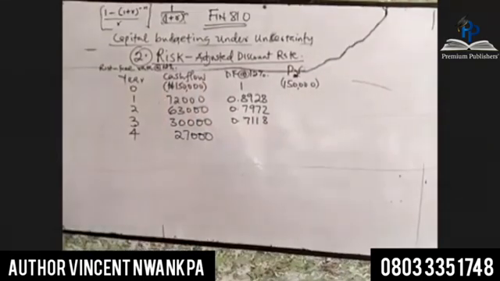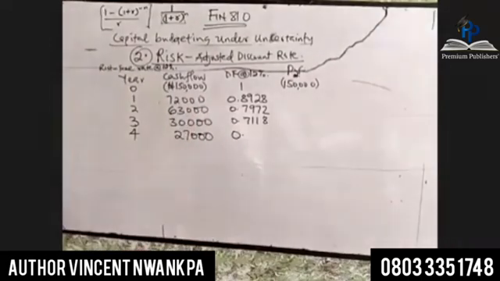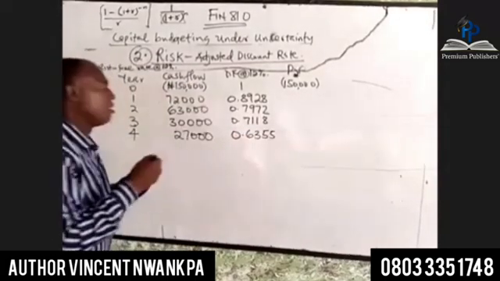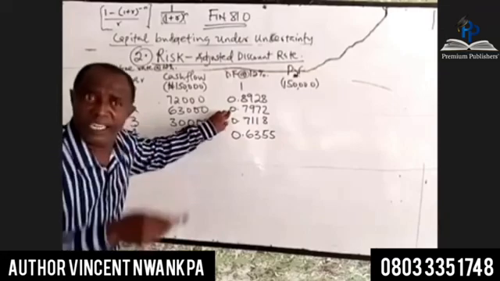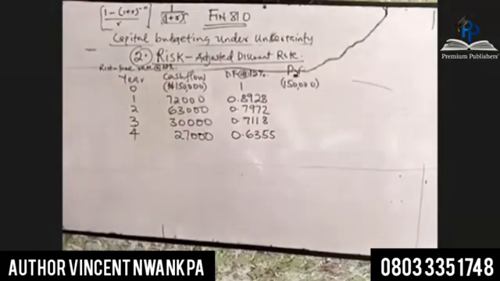Try it again, press the calculator the right way. Divide 0.7118 by 1.12. What do you have? It's as easy as that. Please check. 0.6355. Simple. That is noted.